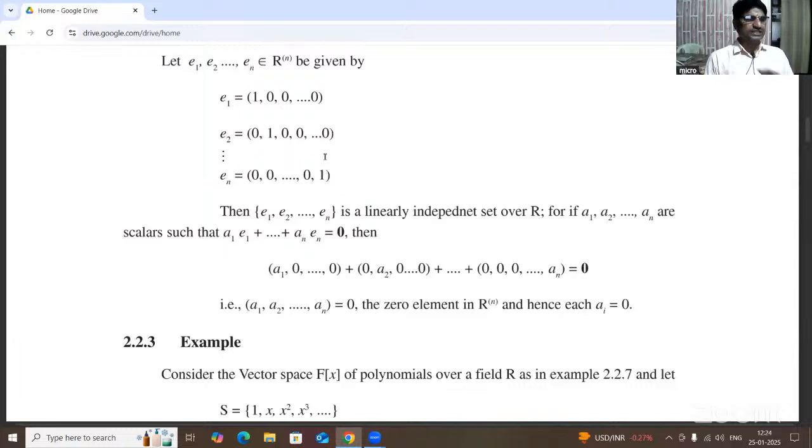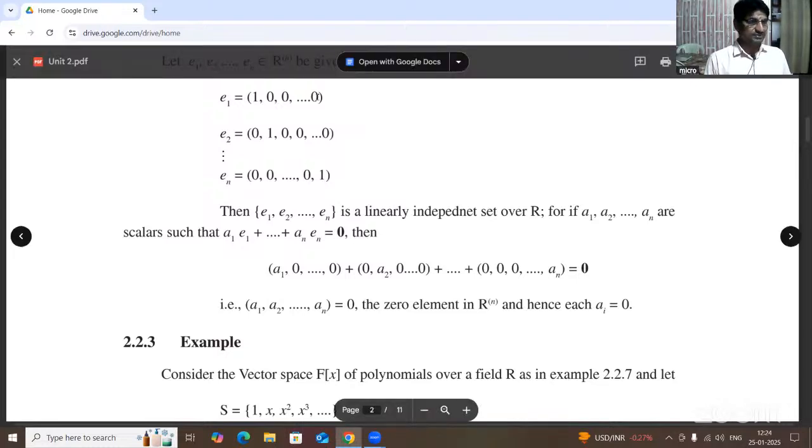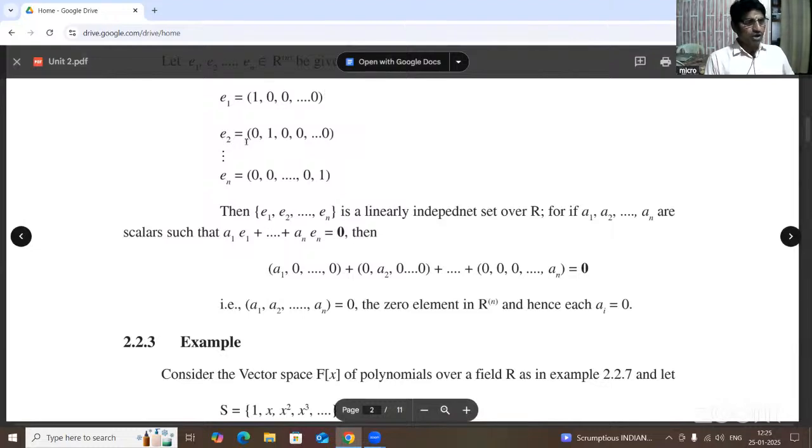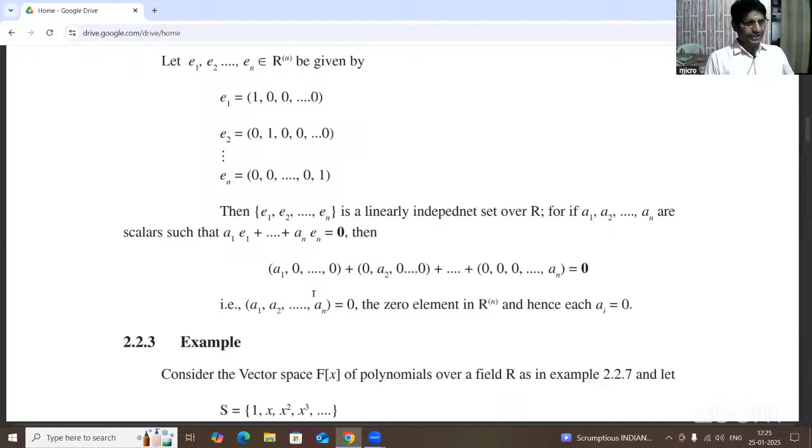Then automatically all the standard basis vectors are linearly independent. Standard vectors are usual vectors, and usual vectors are linearly independent, because take a linear combination of the standard vectors, a1 e1 plus a2 e2 plus and so on an en, where all the ai are scalars, and equate it to 0. Here a1 e1 means a1 of (1, 0, 0, and so on, 0), a2 e2 means a2 of (0, 1, 0, and so on, 0), and so on, up to an of (0, 0, 0, 0, 1).